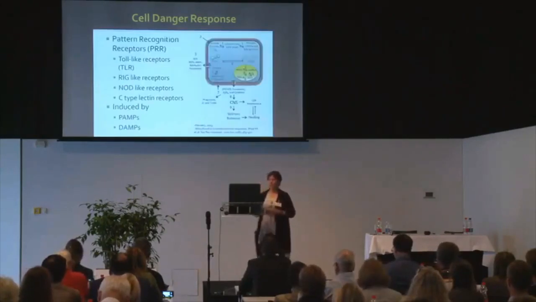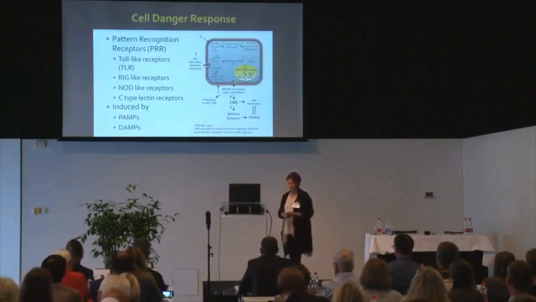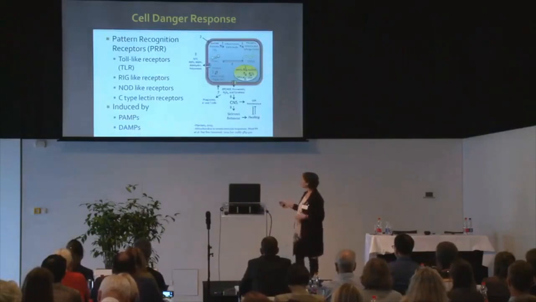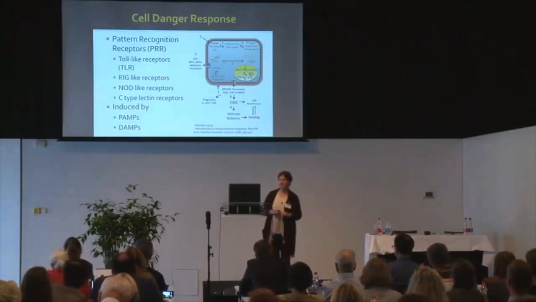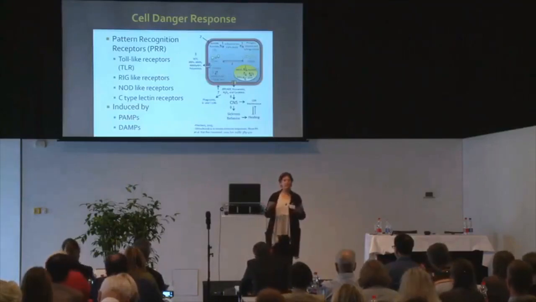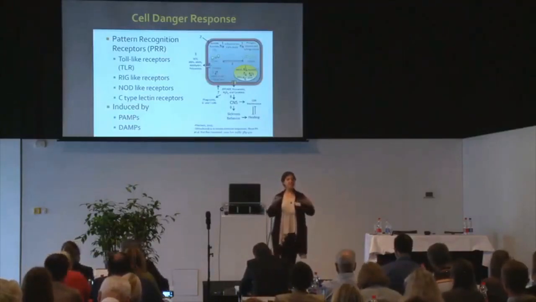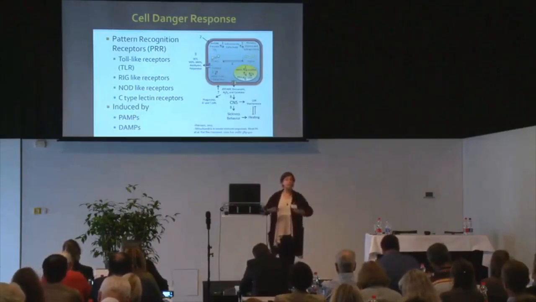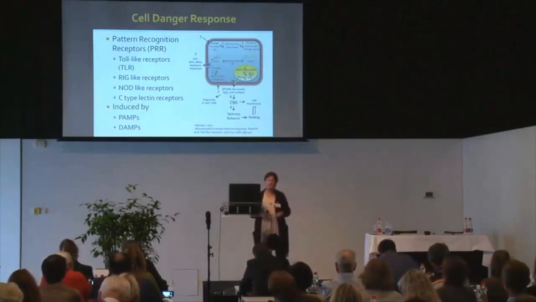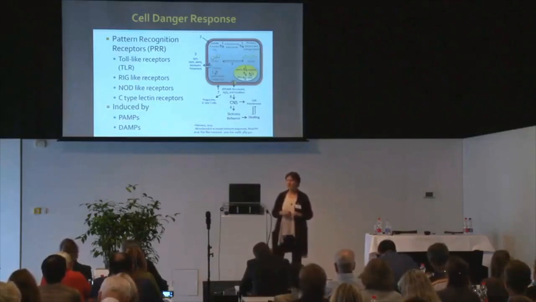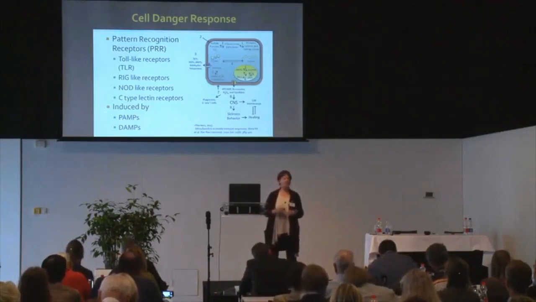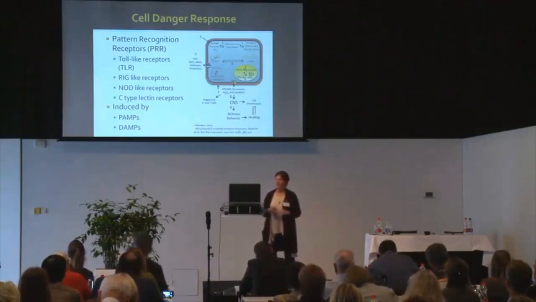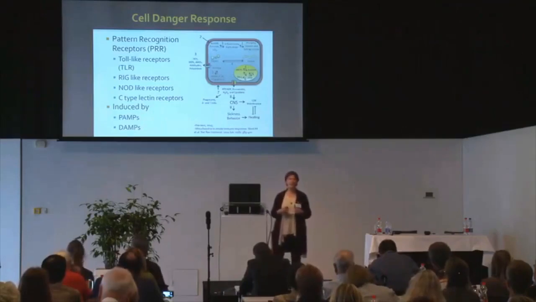So this is a little bit more detail about the cell danger response. We experience what are called PAMPs and DAMPs. PAMPs are pathogen-associated molecular patterns. They're exogenous proteins that follow a certain pattern that induce a response. And DAMPs are danger-associated molecular patterns, and they're endogenous signals from unhealthy cells. They're known as the hidden self. And they're often from the mitochondria.